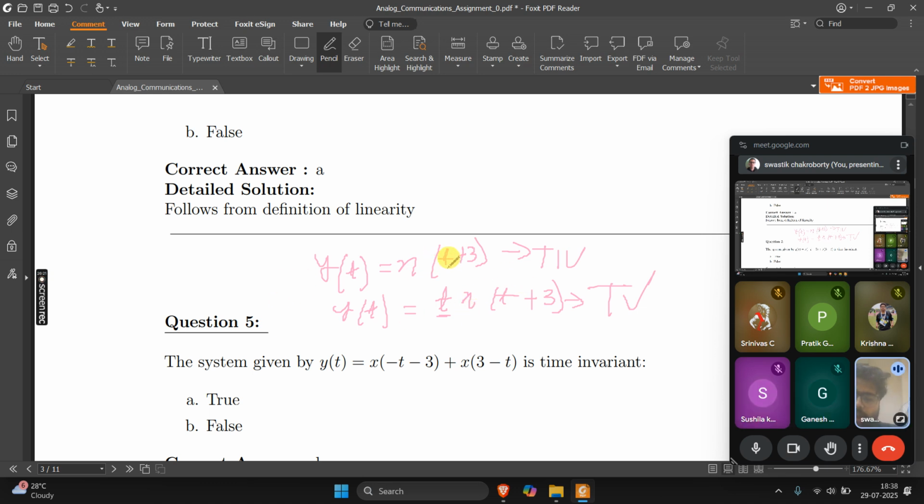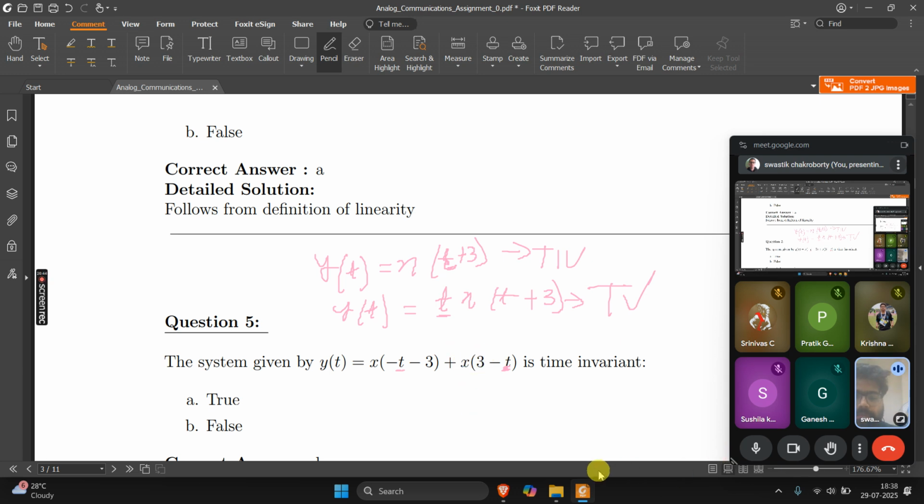If all the instances of the time variable are within the input signal, then it is time invariant, or else it is time variant. So here we see that all the expressions of time, two of them, are both inside the input signal. So it is time invariant.